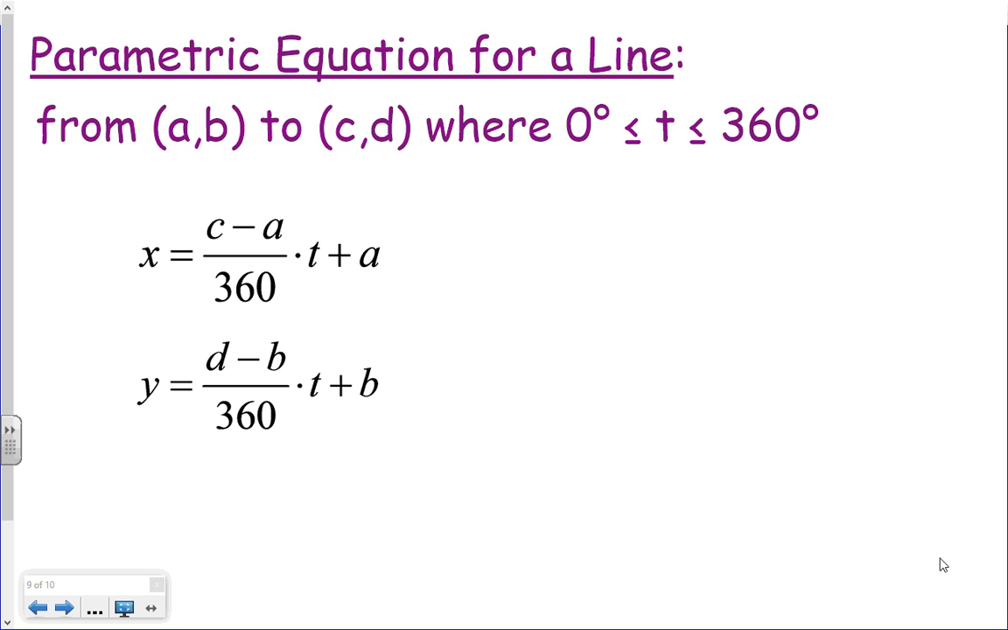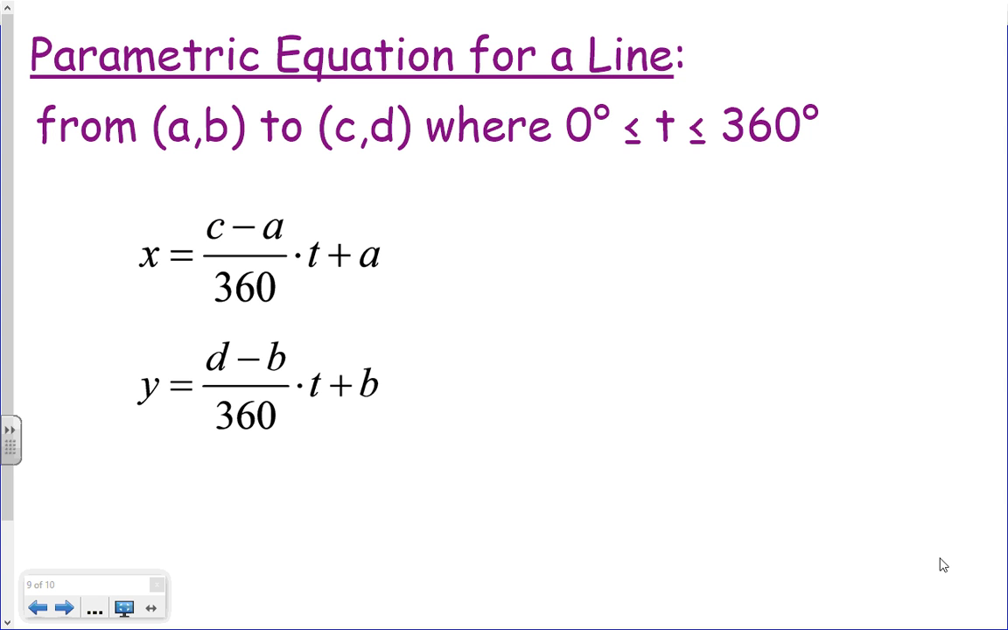If you graph x equal to (c minus a) divided by 360, that's the difference in the x values on those 2 points, and multiply that by t, your parameter t, and then add on the a value, the x value of that first point, you end up with the equation of a straight line that starts out at x equals a and ends at x equals c.